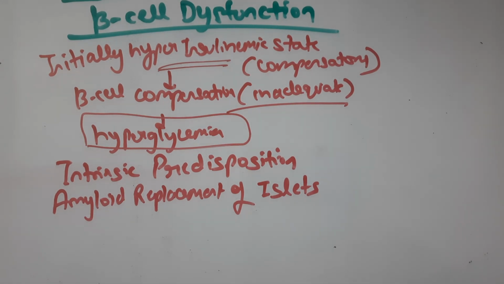The second thing is amyloid replacement of islet cells, which is seen in individuals with long-standing diabetes. Amyloid protein gets deposited within the islet cells, and because of the deposition of amyloid protein, it leads to cytotoxicity to the islet cells. So this is about beta cell dysfunction.